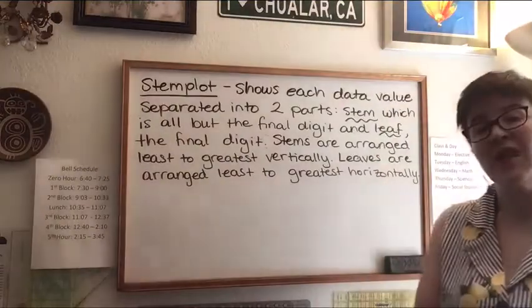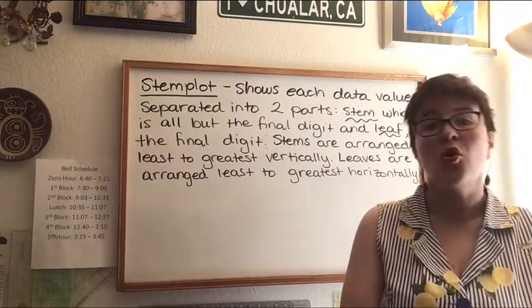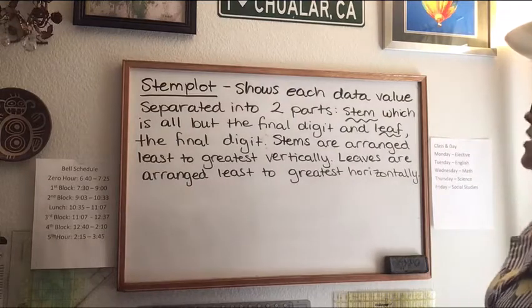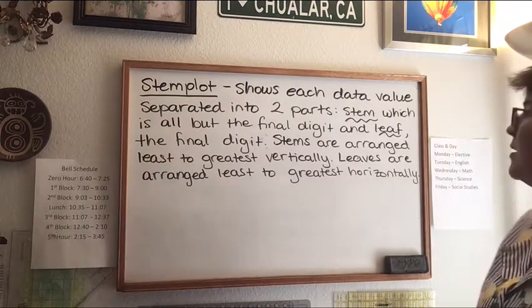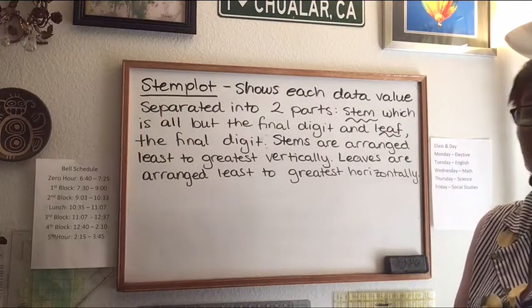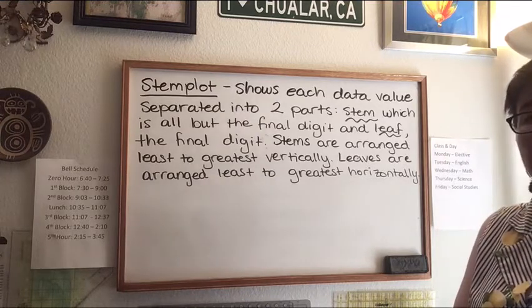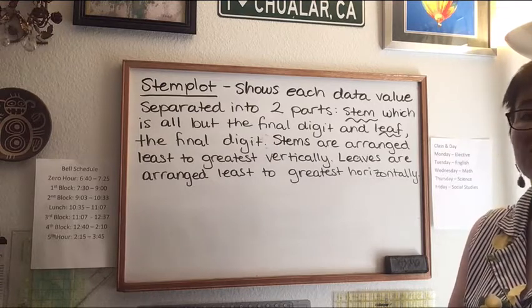So a stem plot, some people also call it a stem and leaf plot, depending on the textbook that you're using or what the person has seen statistically. What it does is it shows each data value separated into two parts: the stem, which is all but the final digit, and then the leaf, which is the final digit. Stems are arranged from least to greatest vertically, and leaves are arranged from least to greatest horizontally.